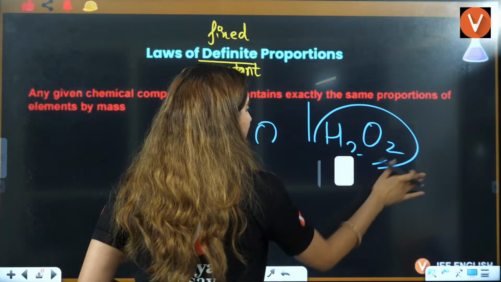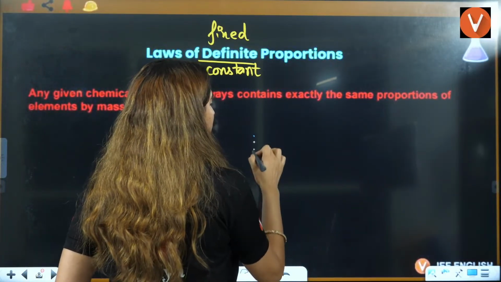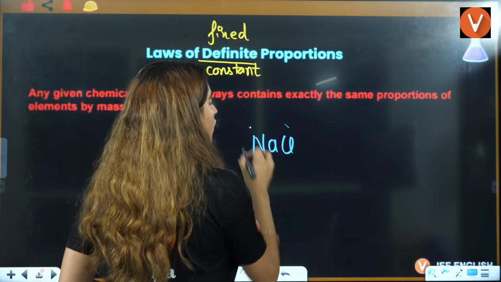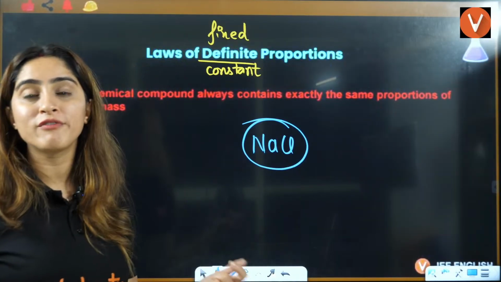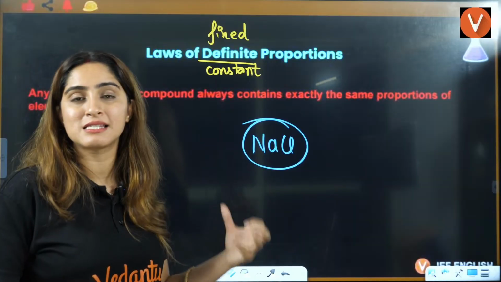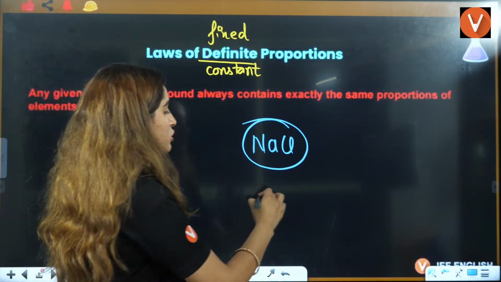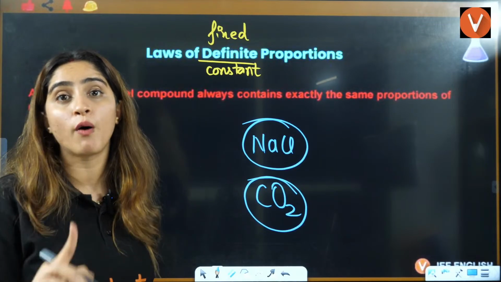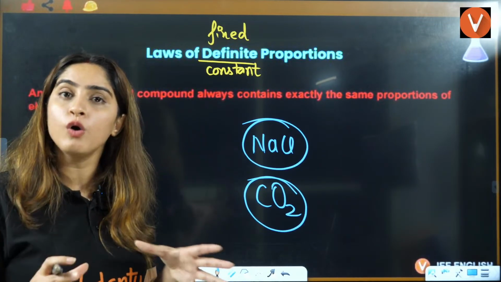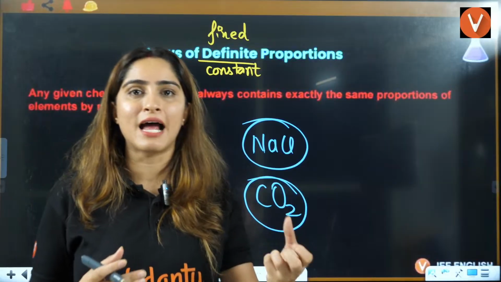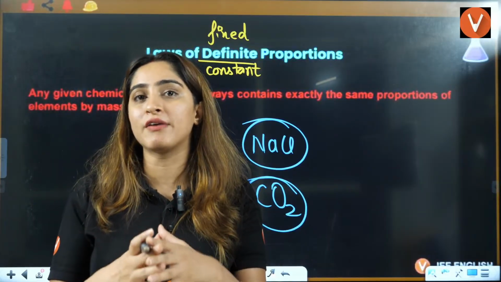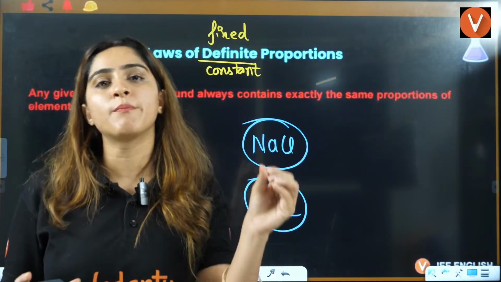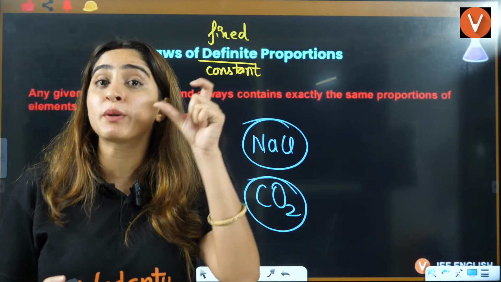If you talk about NaCl, salt will always have this formula, that is NaCl only. Carbon dioxide will always have this formula only. And our chemistry is based on this law, that every single compound has a fixed formula, a fixed number of atoms in a definite proportion.